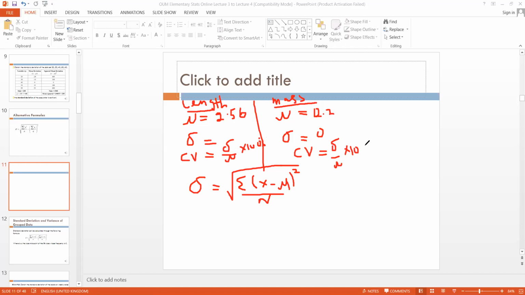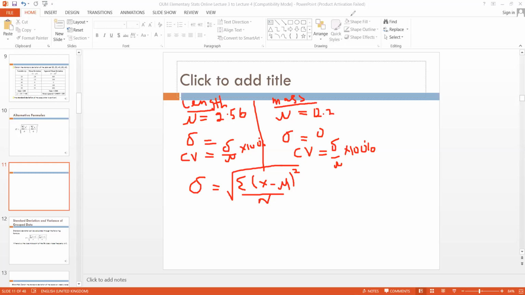I would have been pleased if you had solved the standard deviation for me, but it appears other colleagues are not contributing. Okay, so you find the coefficient of variation for length and for mass, and the one with the bigger coefficient of variation has more variation relative to its mean than the other data. That is how you interpret the results.